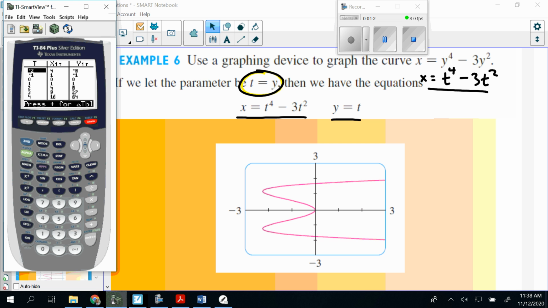So let's just do that on the calculator to show you do get this graph that's shown here. So if you enter in the one for x, it's t to the fourth power minus 3t squared. And our other one is just y equals t here. And then if we graph it, we should get this graph.